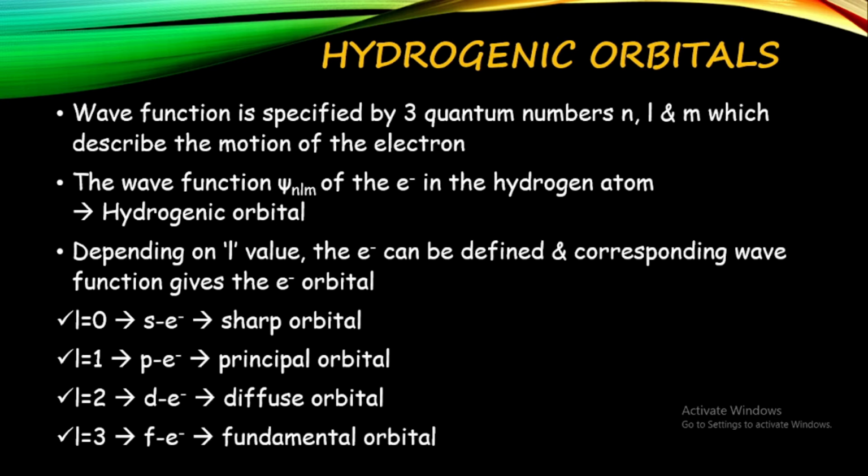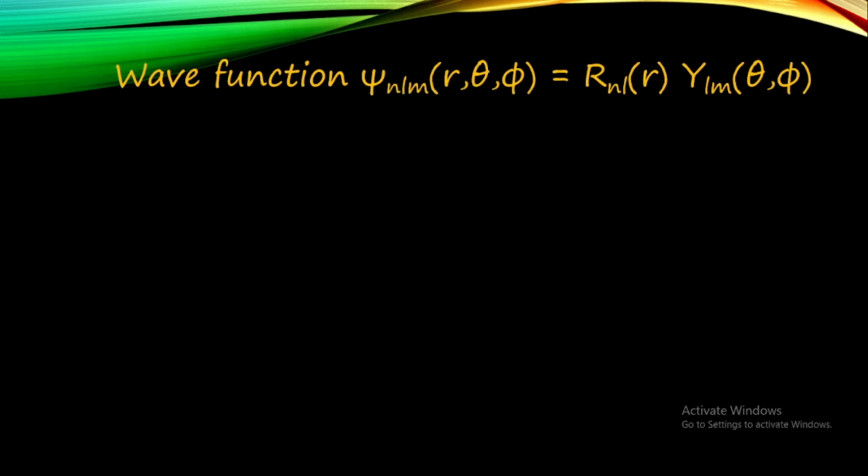Let us get deeper into it. In our previous classes, while discussing the hydrogen atom wave function, we saw that the wave function psi n l m of r, theta, phi was taken to be the product of the radial part R n l of r and the angular part Y l m of theta, phi. It is evident that the radial part of the wave function depends on the quantum numbers n and l, whereas the angular part depends on l and m.